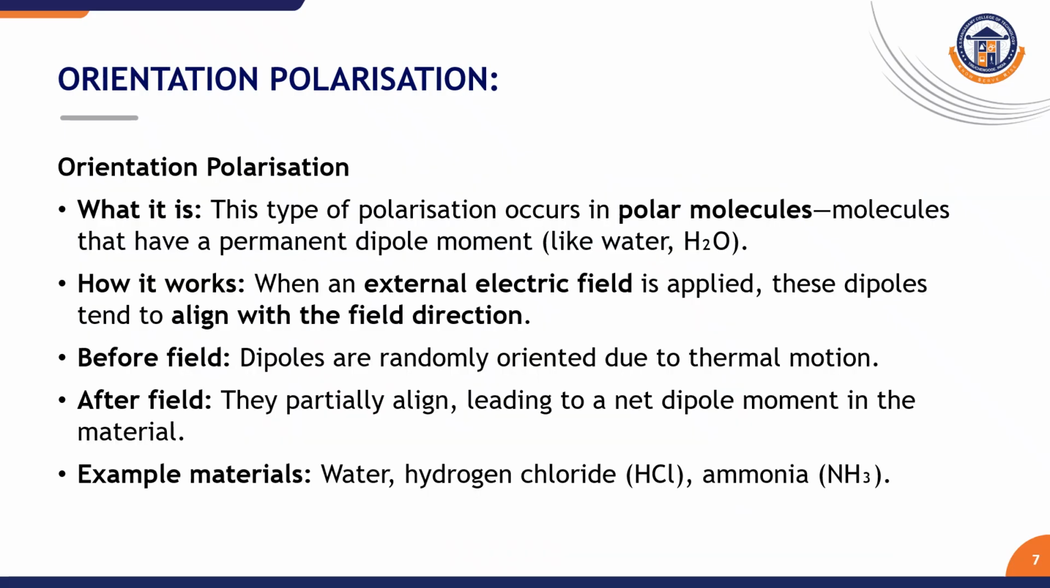Third one, orientation polarization. This type of polarization occurs in polar molecules like water or ammonia, which have permanent dipole moments. Before applying an electric field, dipoles are randomly oriented. After the field is applied, they align partially in the field direction, resulting in a net polarization.